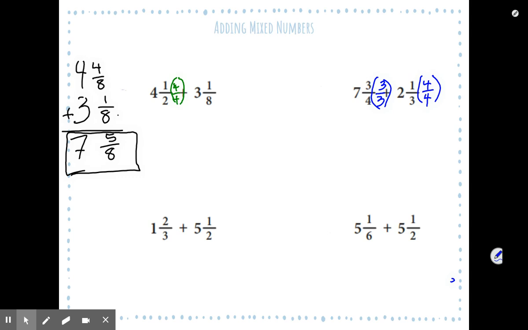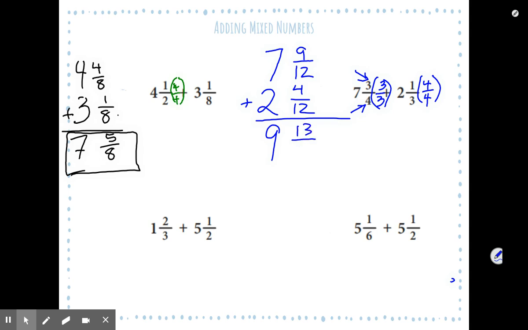Then I'm going to stack it up. I'm going to go 7 and 9, 12. Where'd you get the 9, Mrs. Franzen? Well, I multiplied right here, and I multiplied right there. And then I'm going to get 2 and 4, 12. Am I adding? Yep. So then I have 9 and 9 plus 4 here. And I'm done, right? No.